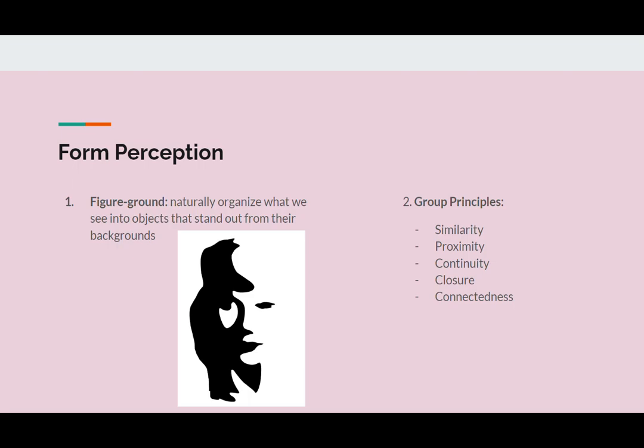And then we have continuity. We perceive smooth, continuous patterns rather than discontinuous ones. And second last one is closure. We fill in gaps to create complete whole objects. And finally, we have connectedness. We perceive items that are uniform and linked as a single unit.